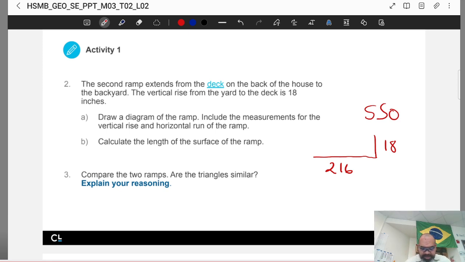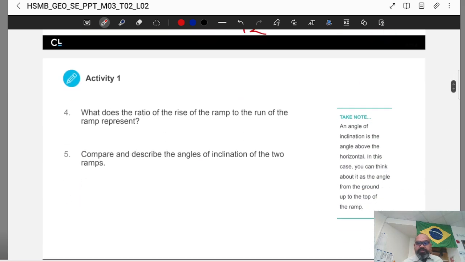Compare the two ramps. Are the triangles similar? Compare the ratio. It is the same ratio, 1/12, in question 2 and question 1. Yes, same ratio, 1/12. Great. Let's go here, 4 and 5. Pause the video.